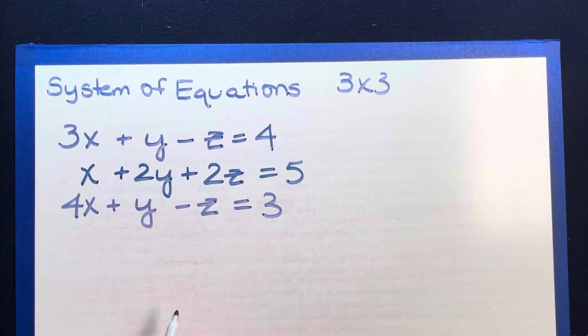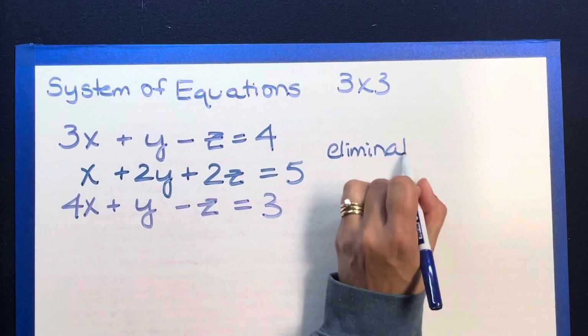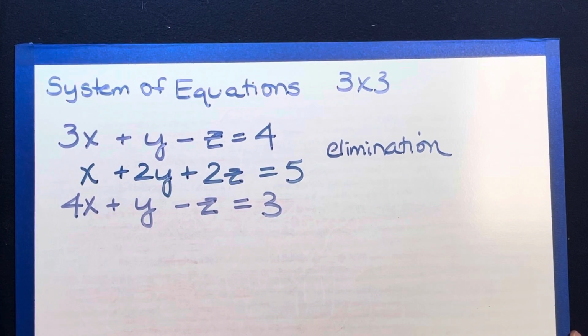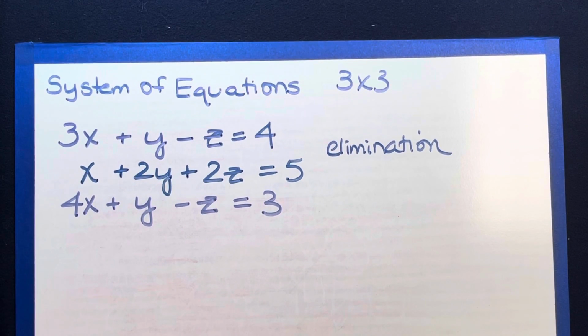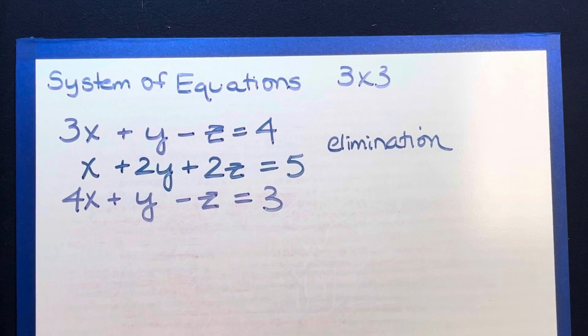In a 3x3 system of equations, you cannot use substitution. You have to use elimination, and you can only substitute back once you have found the first value of whichever variable you've solved for. So the way we're going to do this is we are going to choose which variable we want to eliminate, and then we're going to choose which two equations we'd like to start with first.